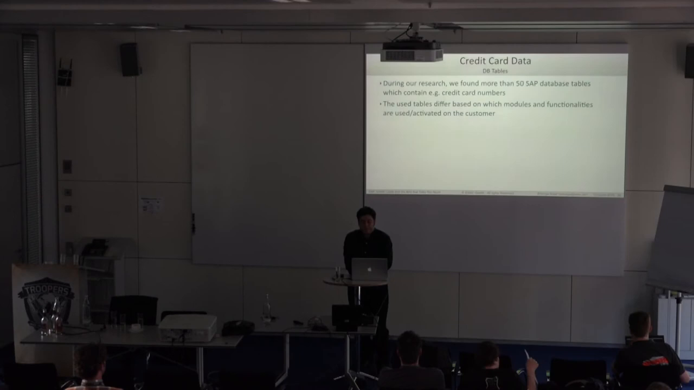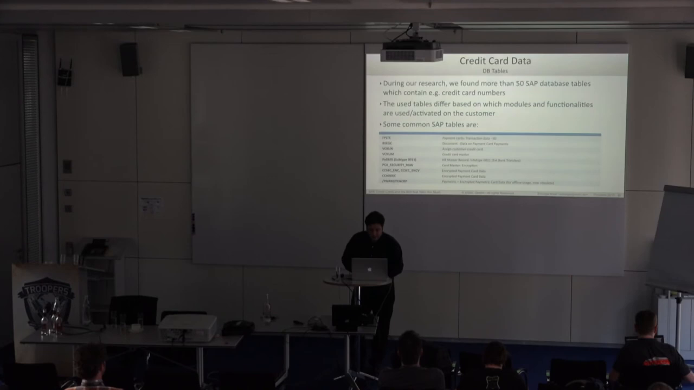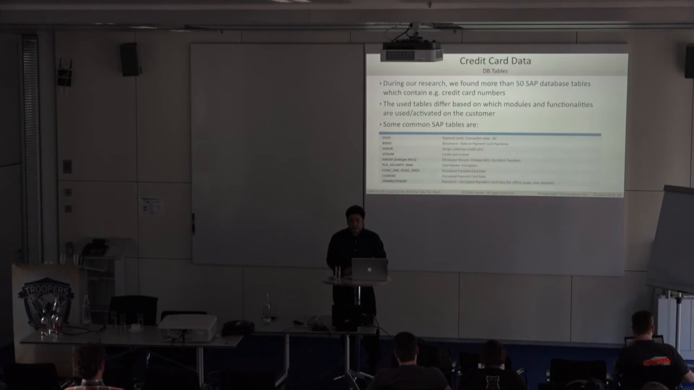When we looked at the SAP systems, we found more than 50 database tables which contain payment card information, such as credit card numbers. This depends on which modules are active on the system, and of course what is activated there. And the most common ones are the BSEC and the FPLTC. These tables usually contain this information. And for example, in the HR master records InfoType 0011, there's also information about the payment card data. And there are also external solutions like the Paymetric solution, where there are also tables specific to that one, where encrypted or in clear text certain data is stored.